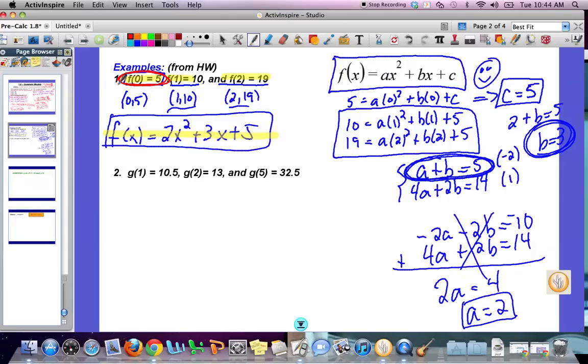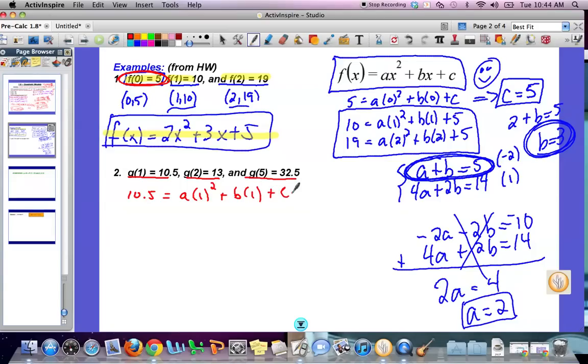I might have to scroll down a little bit. We'll see. The number's right here. I'm not going to put them in ordered pair form. I'm just going to write the equations. Again, our goal is to find A, B, and C. So what I would have is 10.5 equals A times 1 squared plus B times 1 plus C.